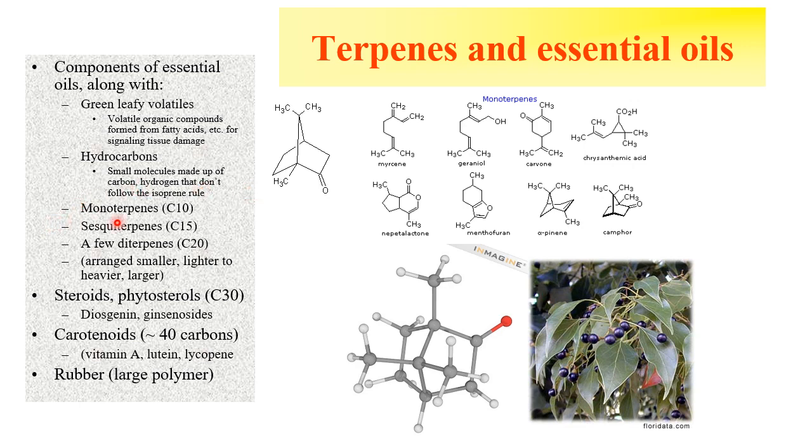And so with a monoterpene, it's 2 isoprene units that are put together head to tail. Sesquiterpene, it's 3. Diterpenes, it's 4, making a C20 compound, a 20 carbon molecule.